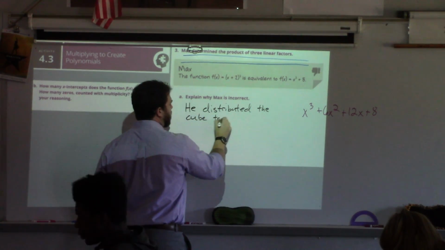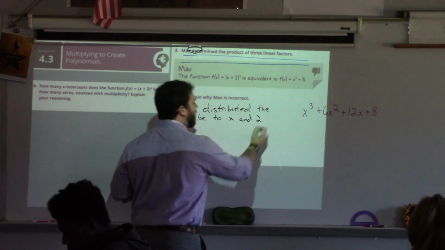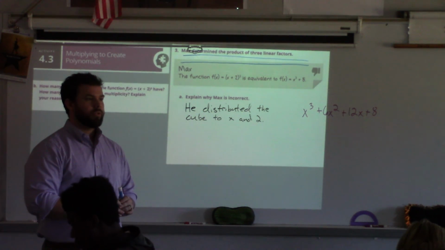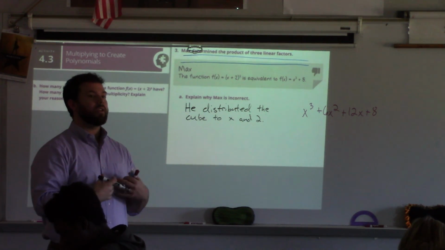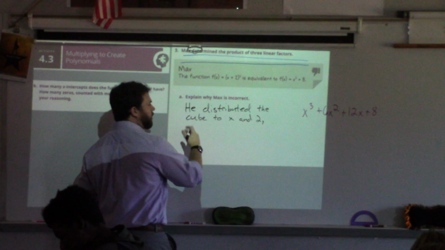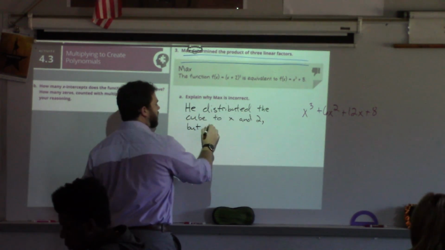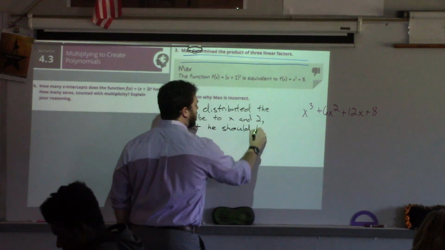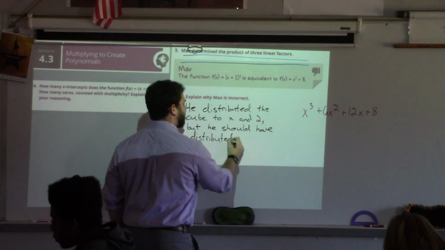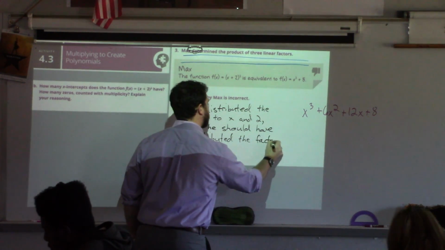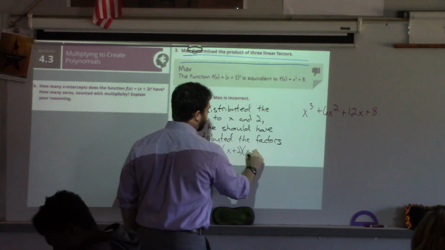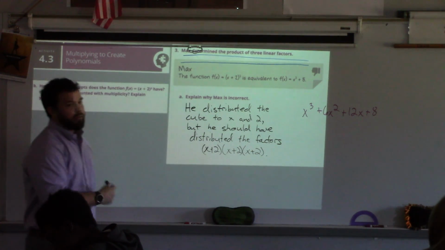to x and 2. And he should have distributed, but what should he have been distributing? So there's an F word to describe that. Factors. Right? He distributed the cube to the x and 2, but he should have distributed the factors. That is what x plus 2 cubed is. Okay? And don't forget, we checked it.